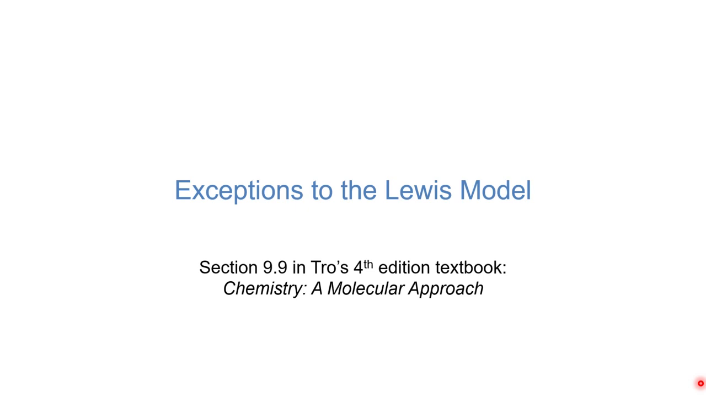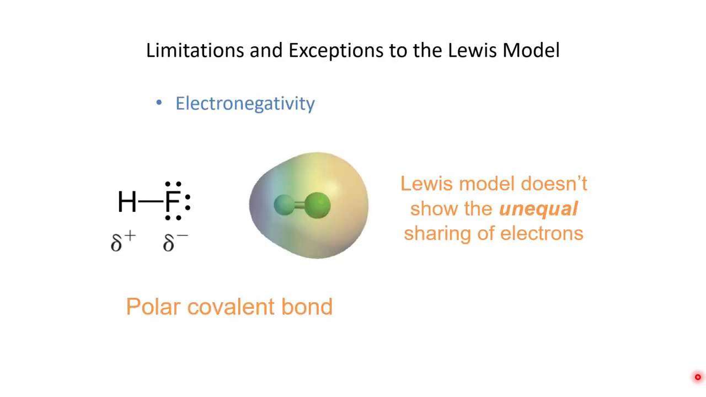However, this can be a really useful way for understanding how atoms bond to each other, and so it's still a useful model to try to work with, even if there are some exceptions. So one of the first limitations we've talked about is electronegativity. Remember that electronegativity is the ability of an atom to attract electrons to itself in a bond. And the Lewis model does not show this unequal sharing of electrons.